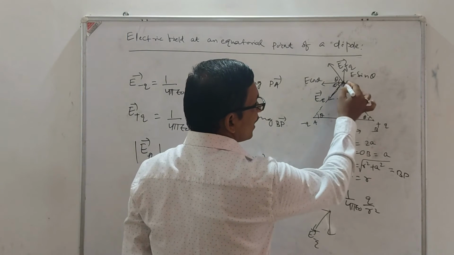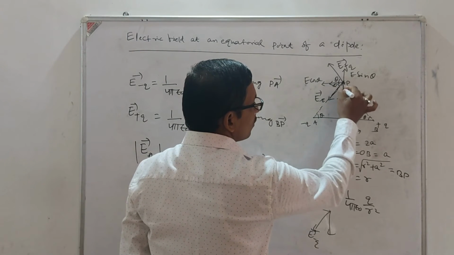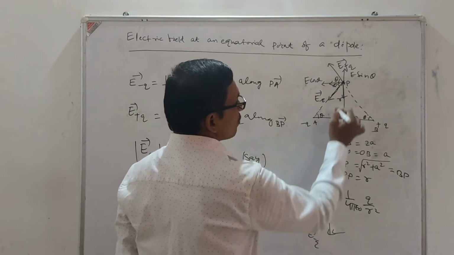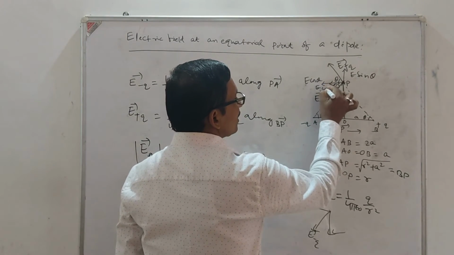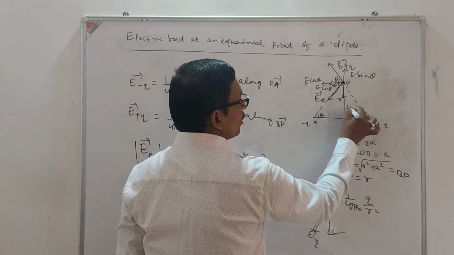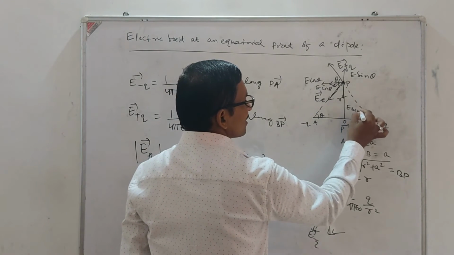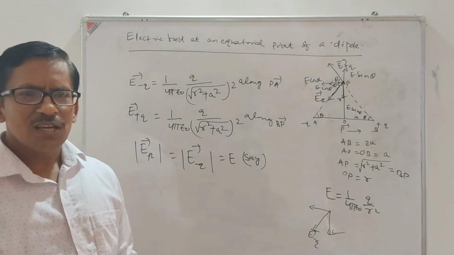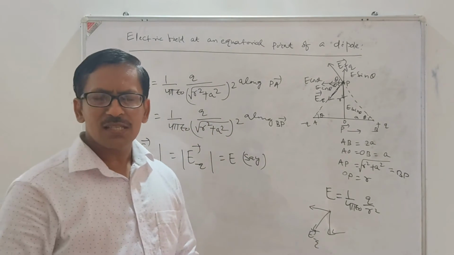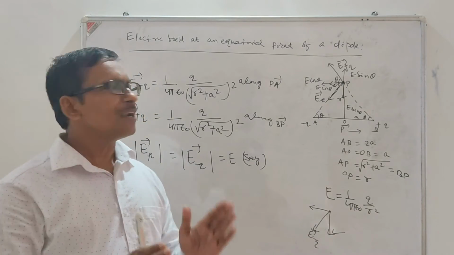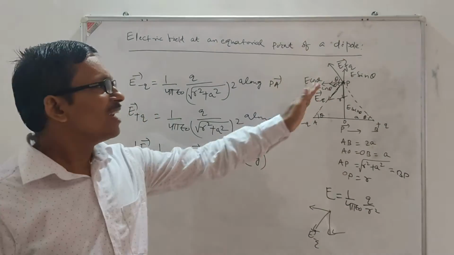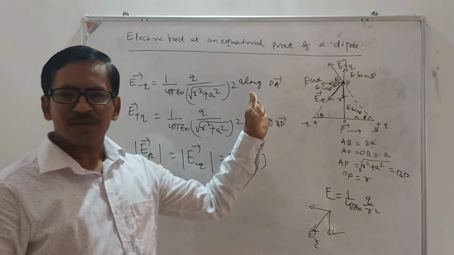What are the two components? Here one component, here one component. This component is downward, this component is towards left. So again E cos theta, and this component will be E sin theta. Now see children, when we add the components parallel to the axis, they add up because both are E cos theta acting along the same direction.